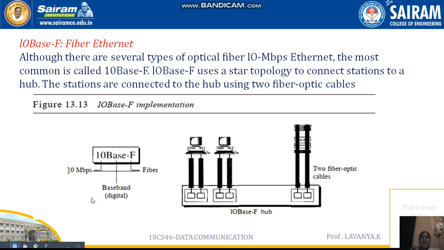The speed is 10 megabits per second. It uses digital signals, and based on the signals it communicates from one user to another. Here we also use the star topology to connect the stations to a hub. These stations are connected to the hub using two fiber optic cables. So this is our 10BaseF implementation.